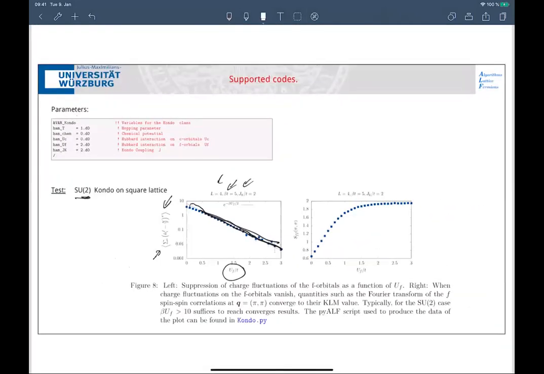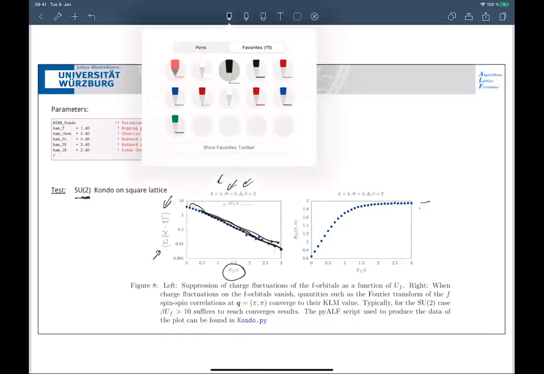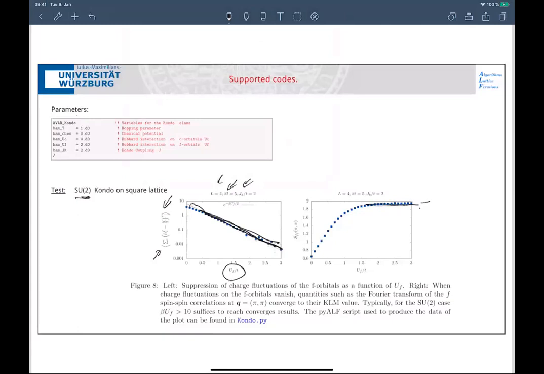And what you also see is the spin-spin correlations at pi for the F electrons. This has to saturate to the physical value, because that's where you get into the correct Hilbert space. You see that it converges more or less here, depending on how precise you want to be. So if I take this UF of 1.5, then I'm good enough for any practical purposes. That's how we implement the Kondo lattice, and it works beautifully well.